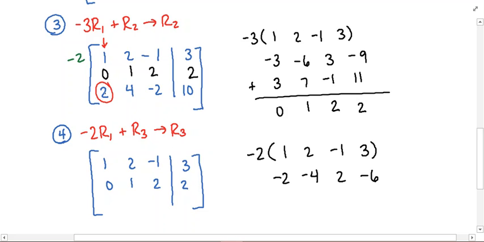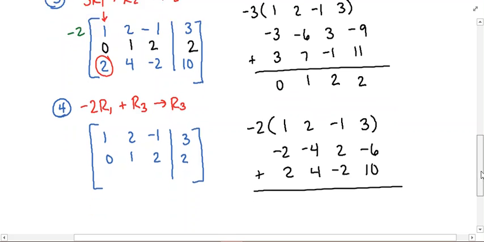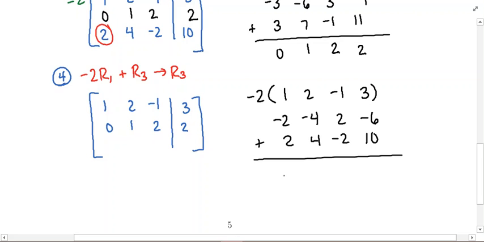All right, so let's see here. Go back to the previous matrix, write down row 3, and now we can add these guys together. Let's see what happens here. We're going to get -2 plus 2 is 0. -4 plus 4 is 0. 2 plus a -2 is 0. And then -6 plus 10 is 4. So here is our new third row.